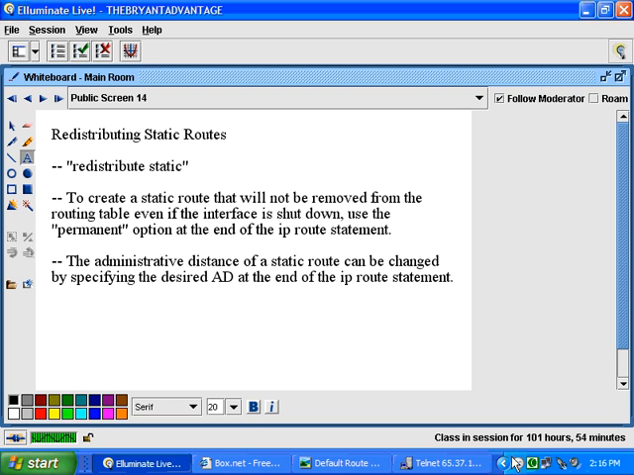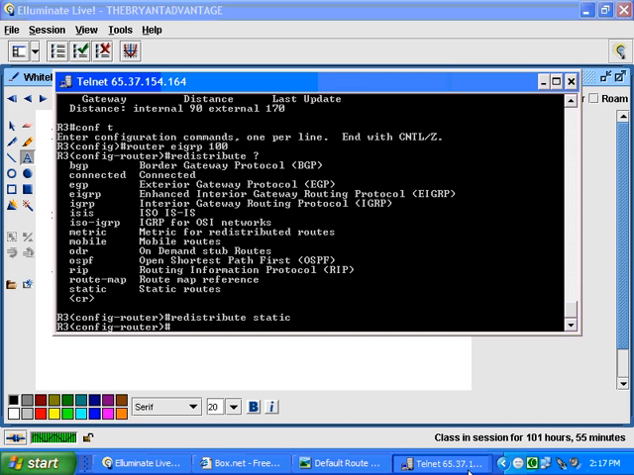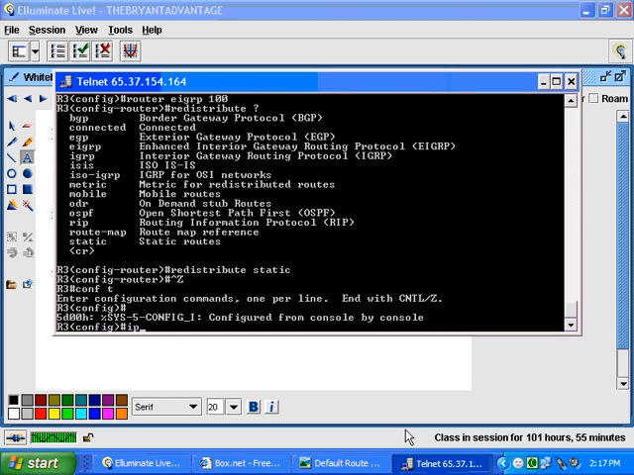And there's another thing we can do with IP route. You thought you knew everything about the IP route statement, right? You thought we weren't coming back to that again. The administrative distance of a static route can be changed by specifying the desired AD at the end of the IP route statement. If you've ever used a floating static route, which is a static route we mentioned earlier in the course that will only be used if the routing protocol basically disappears, well, let's take a look at how we would configure that. Or just use IOS help.